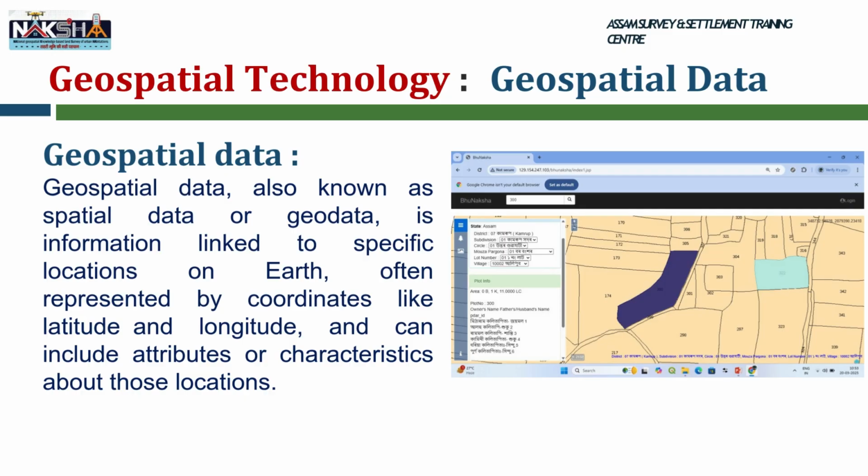For example, a point on the map may show the location of a school. The attribute data could include the school's name, number of students, and facilities. For a land parcel on a cadastral map, the attributes could be the owner's name, plot number, land use type, and area. So in short, geospatial data equals location information plus descriptive details. This combination is what makes geospatial data powerful, because it allows us to analyze not just where things are, but also what they are like.